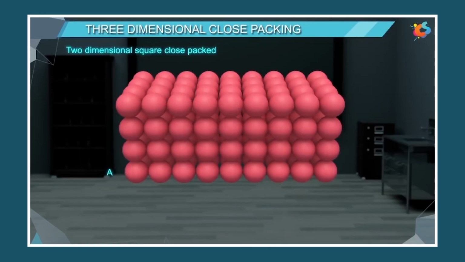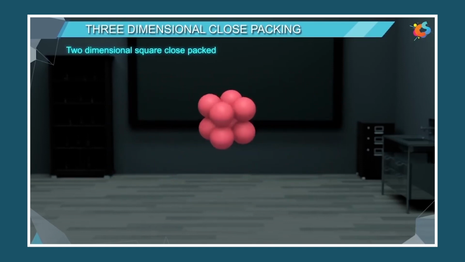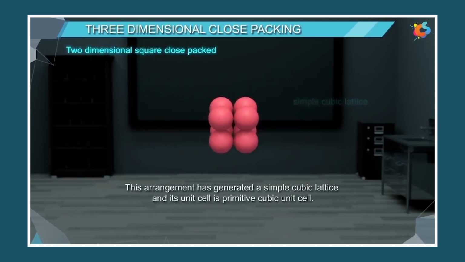If we call the first layer A type, and since all layers are of the same type, this kind of arrangement is known as AAA type of arrangement. On observing carefully, we will find that this arrangement has generated a simple cubic lattice and its unit cell is primitive cubic unit cell.